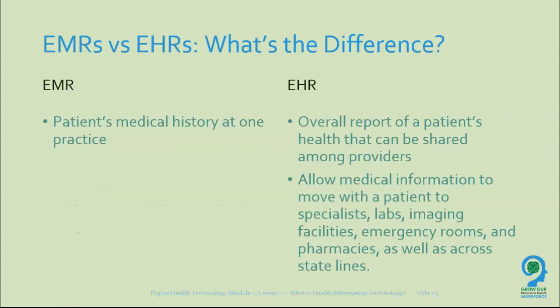So one confusing thing for many people is what's the difference between an electronic medical record versus an electronic health record? It's really very simple. In an electronic medical record, the patient's history, their medical history at one practice is recorded and kept. So it's just one bucket. An electronic health record is an overall report of a patient's health that can be shared among providers.